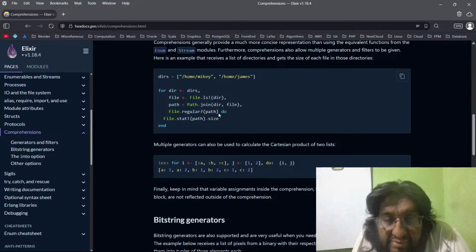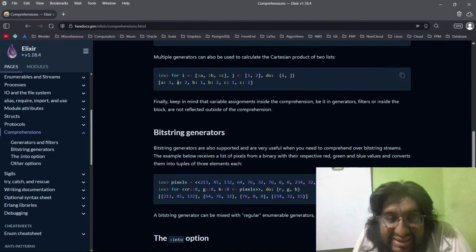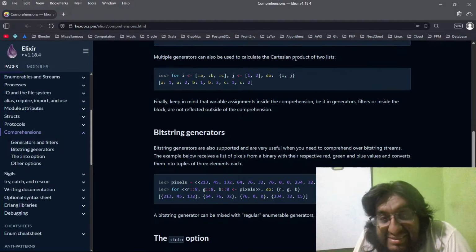Now you're here, right? And you write your do, and you yield, if you come from Python, this result. Look at this. Multiple generators can also be used to calculate the Cartesian product of two lists.